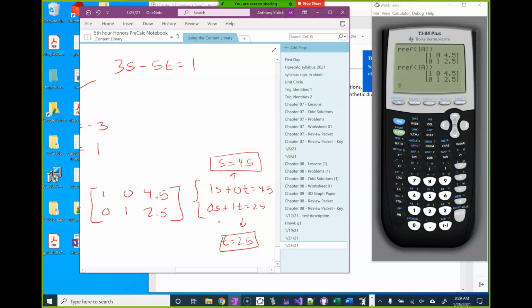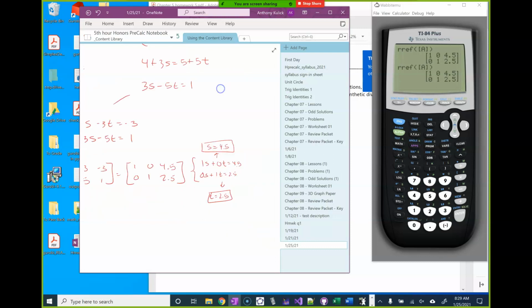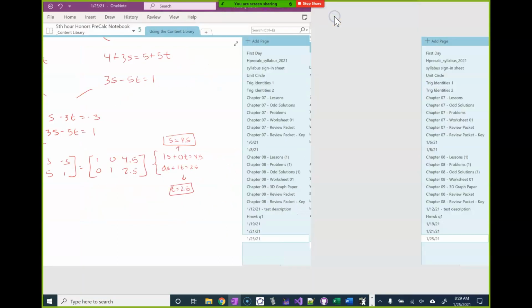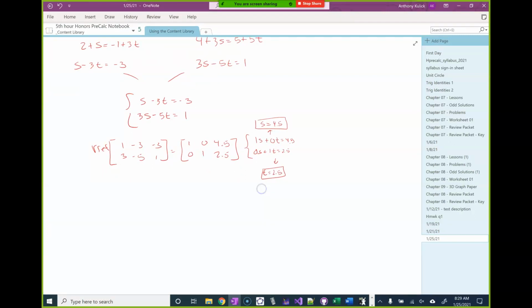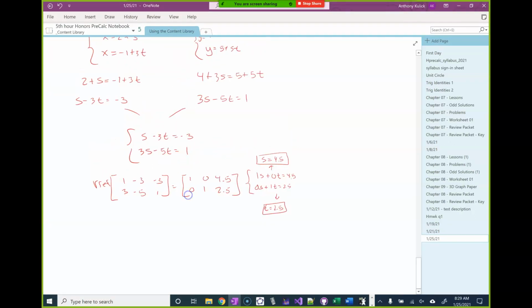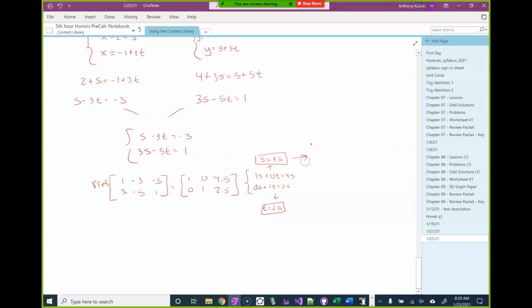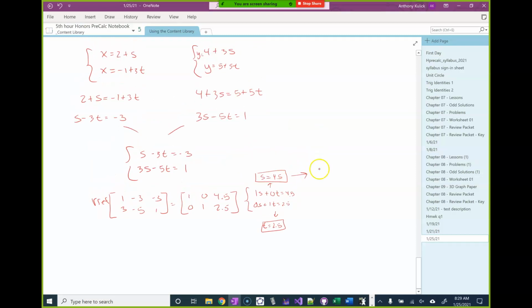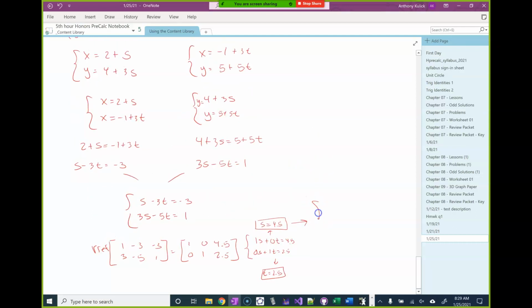So now that I know the values for s and t, I can pick one and go back and find my value for x and y. So for example, I know that x is equal to 2 plus s, and y is equal to 4 plus 3s. So that's going to be 6.5 for x, and let's see, that's 13.5 for y.